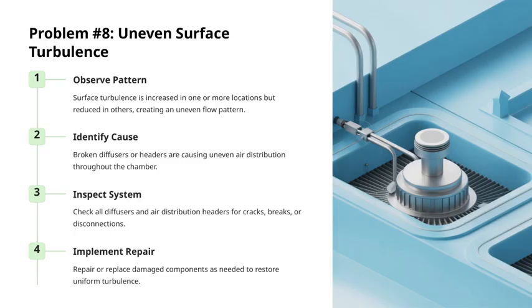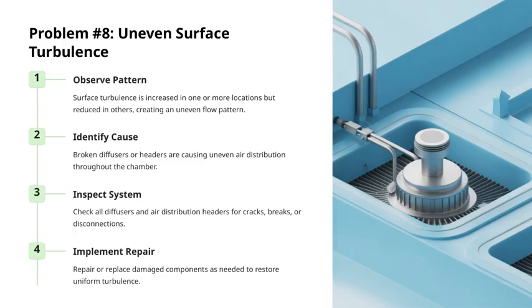Next, we want to identify the cause. Often, uneven turbulence stems from broken diffusers or headers. These damaged components disrupt the air distribution, leading to those inconsistent flow patterns we see. It's important to pinpoint exactly where the issues are occurring to effectively address them.